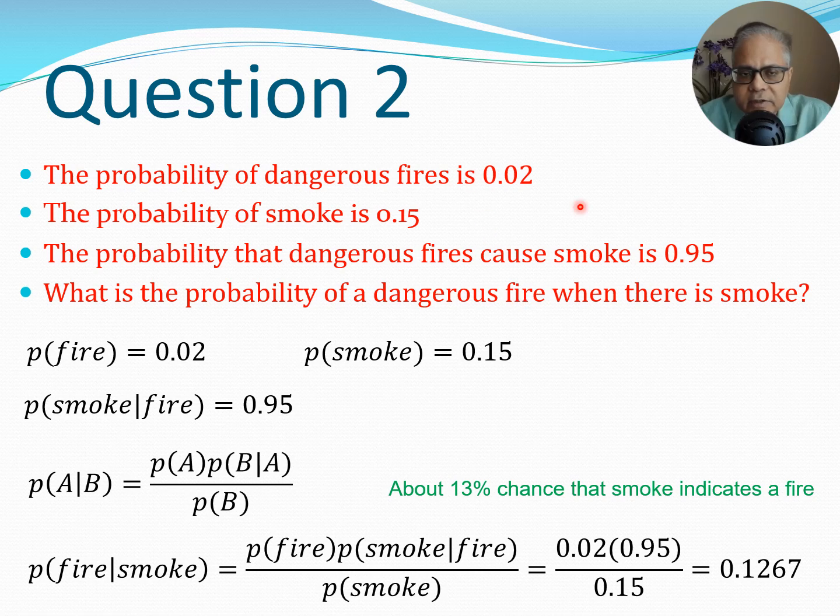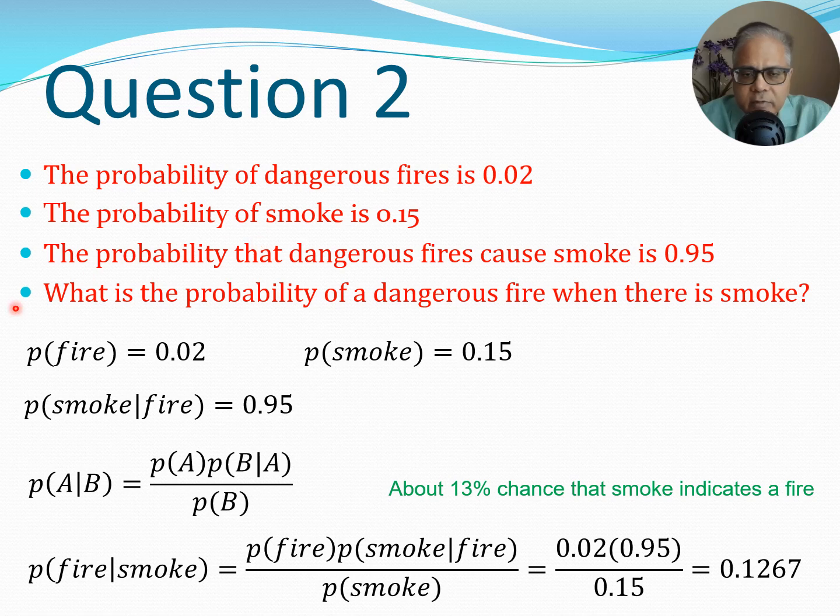The first statement is that the probability of dangerous fires is 2% or 0.02. The second statement is that the probability of smoke is 0.15, and the third statement is that the probability of dangerous fires causing smoke is 0.95. These kinds of probabilities can often be obtained from empirical evidence from statistical data, and sometimes they can also be obtained by asking different experts. So these probabilities have been obtained using some mechanism. Now the question is: what is the probability of a dangerous fire when there is smoke?